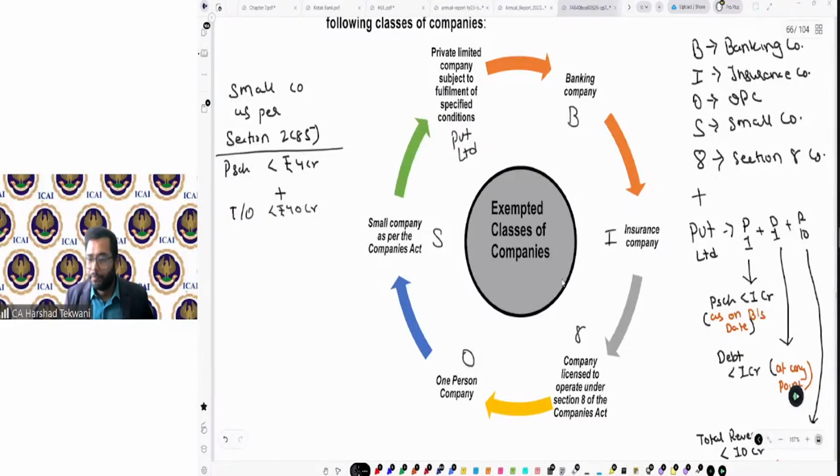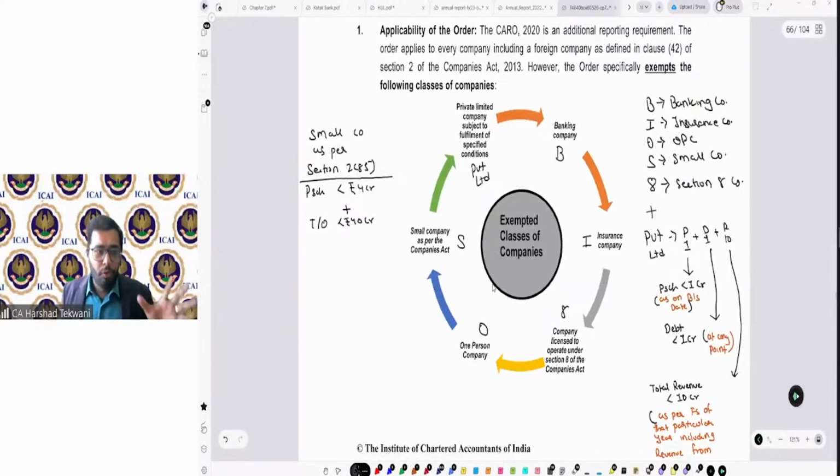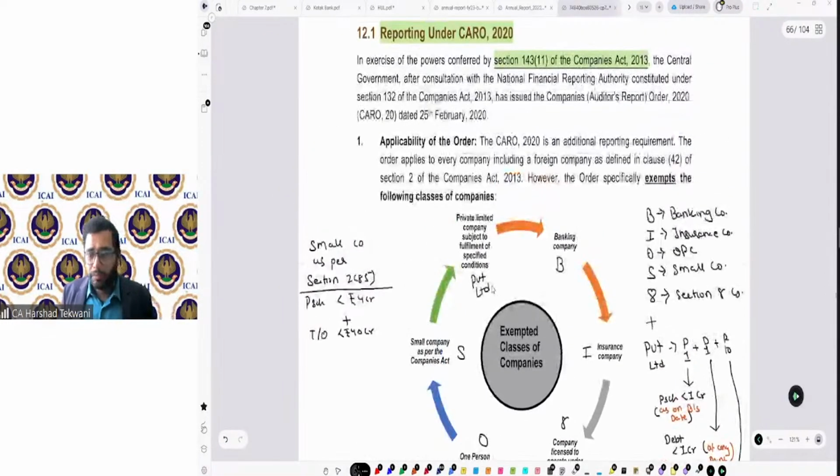Okay. Clear? Any doubt till now? Any doubt? Kind of a quick short form to remember the exemptions of the CARO. Any doubt?